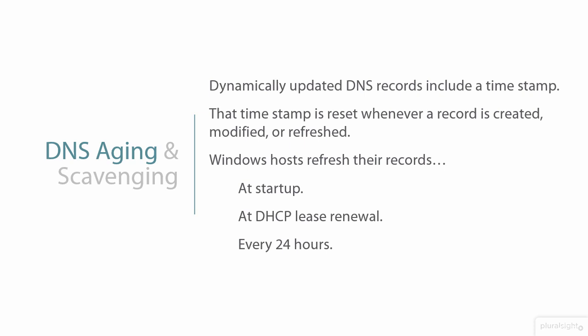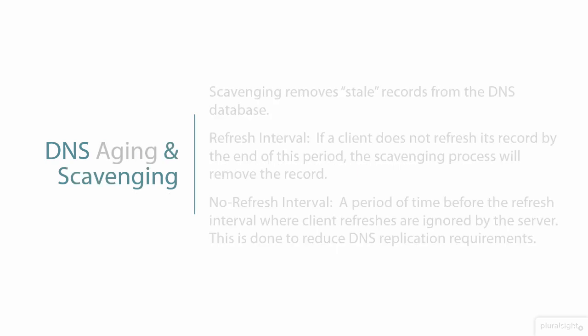Now, when machines go off the network for extended periods of time, we have to have some way to remove the record as well. And that's the second half, the scavenging part of DNS aging and scavenging. The scavenging actually is what removes the stale records from your DNS database. And it uses two different intervals that are really important to understand so that you know why these records are ending up disappearing out of DNS at what can seem to be random periods of time.